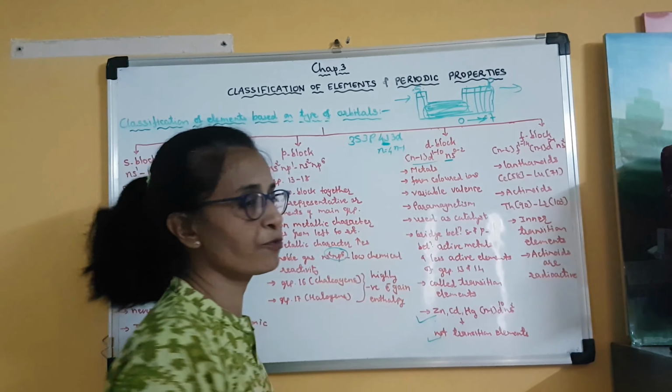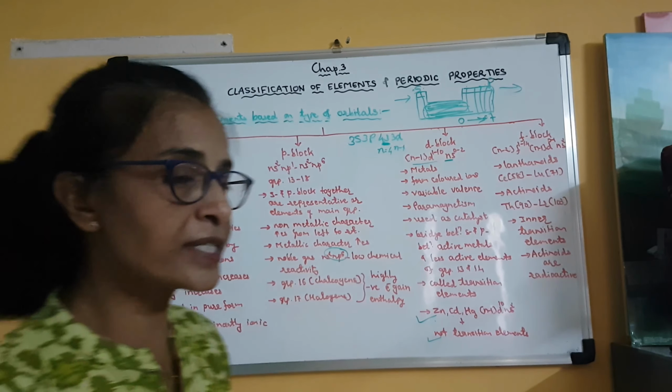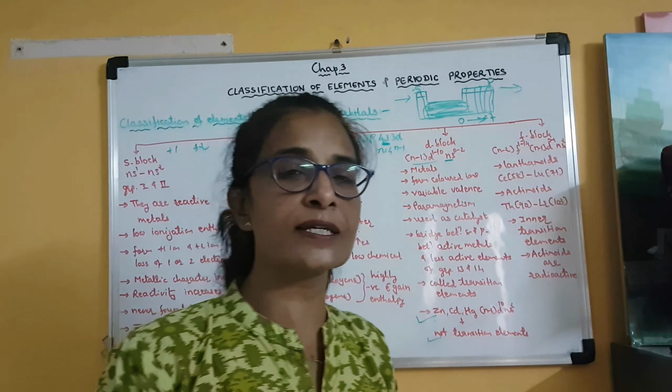Then the last classification is F block. In this type of element, the last electron is present in the F orbital. F orbitals are 7 in number, 2 electrons in each, means a total of 14 electrons can be present in F orbital. So their general outermost configuration is (n-2)f1 to 14, (n-1)d0 to 1, ns2. This configuration is very important for objective type questions.